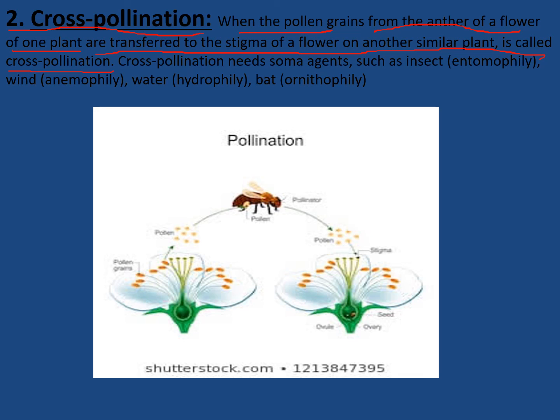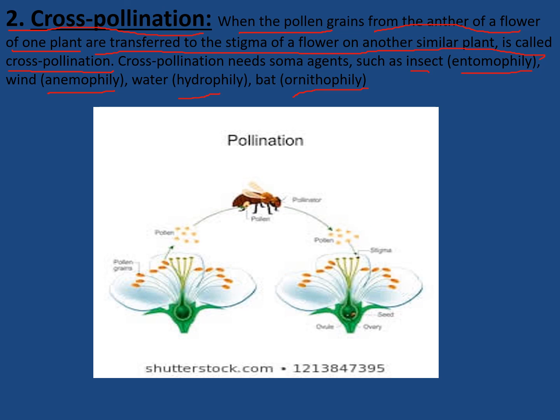How can this pollen grain be transferred from one plant to another plant? This is done with the help of some agents, like insects, which is known as entomophily; wind, known as anemophily; water, hydrophily; and birds, ornithophily.